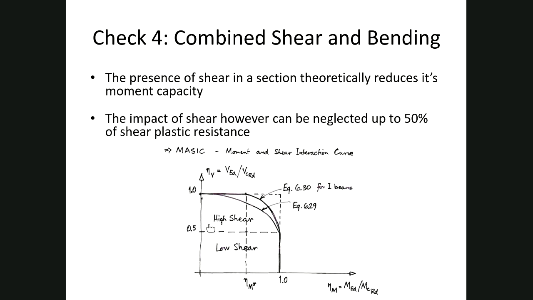So effectively, the first thing we'll do is check to see if we have low or high shear. If the shear demand divided by the capacity is less than 0.5, then we have low shear, and we don't need to reduce the bending capacity as a result of the shear. However, if we have high shear, then we will have to reduce the capacity of our section for bending due to that high shear.